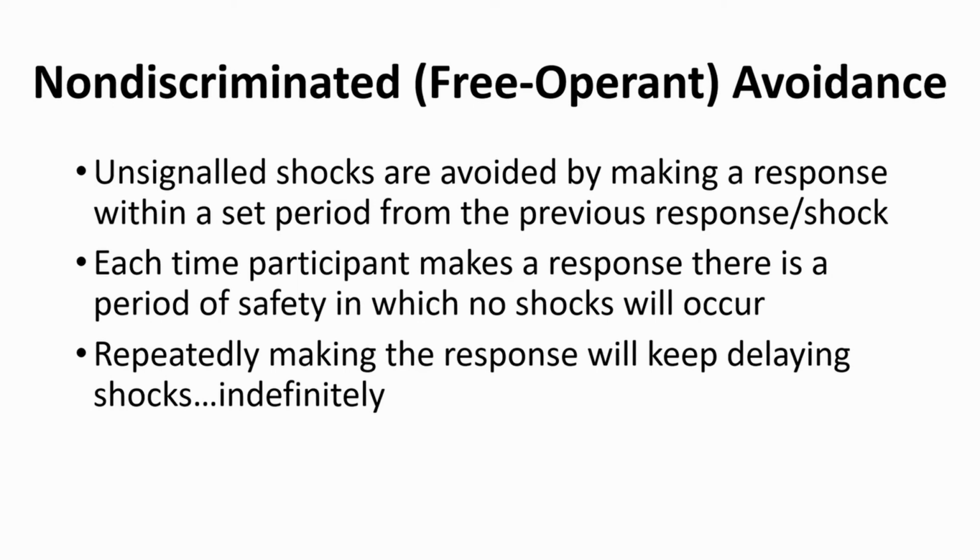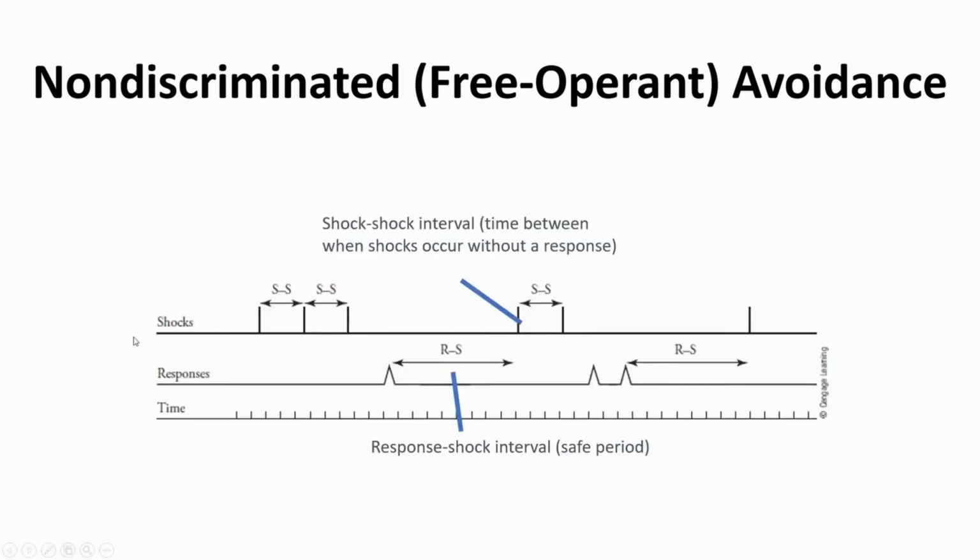In this free operant procedure, we have a setup where unsignaled shocks can be avoided by making a response within a set period from the previous response and or shock. Basically, we're going to have two independent, well, semi-independent time intervals. We can have our SS interval, which is our shock interval. And for those of you who are visual learners, we can look at the visual representation of this here while we talk about it.